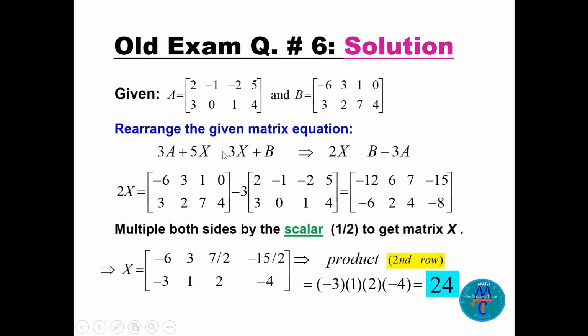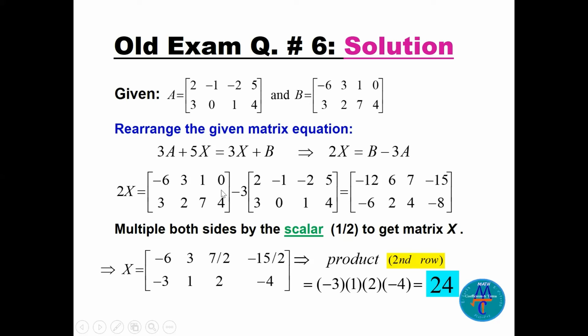Let's rearrange the equation here. 5X, bring 3X on this side becomes minus 3X, so that will be 2X. On the other side, we have B minus 3A. So 2X will be B, this is B here, minus 3 times the entries of A. That's a scalar now. We have to multiply it with the A. So we can do it directly because we have seen many examples. Minus 3 here, see, you multiply by 2. This is a scalar, so multiply by each entry.